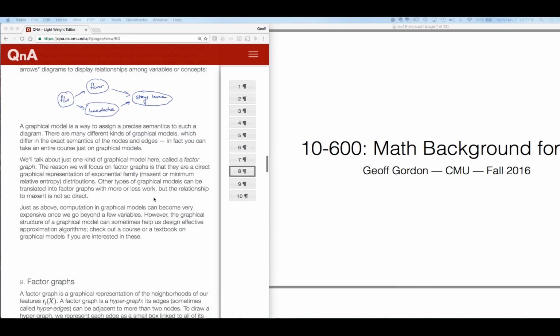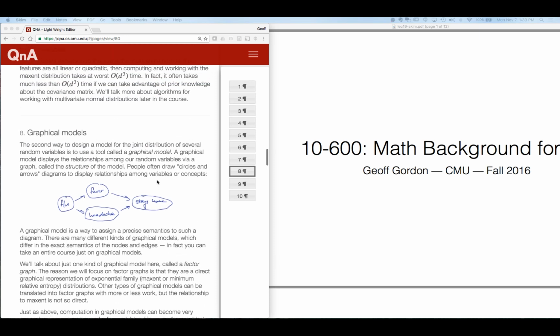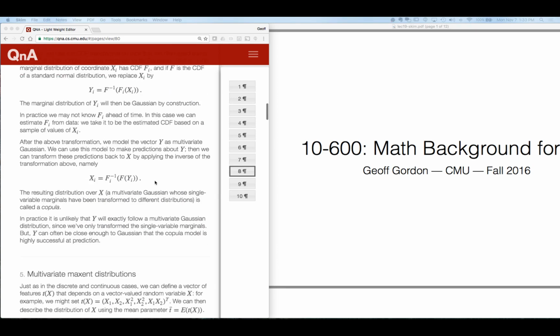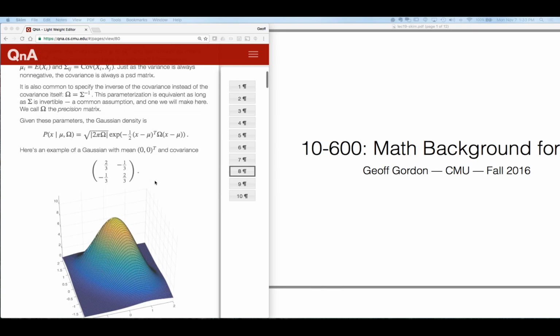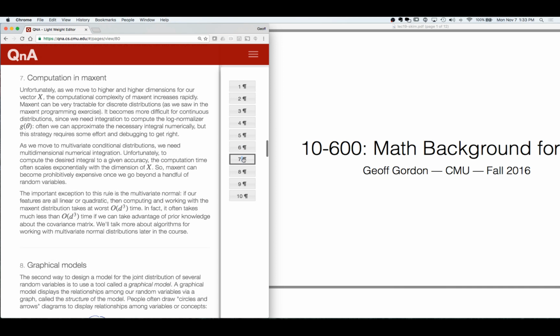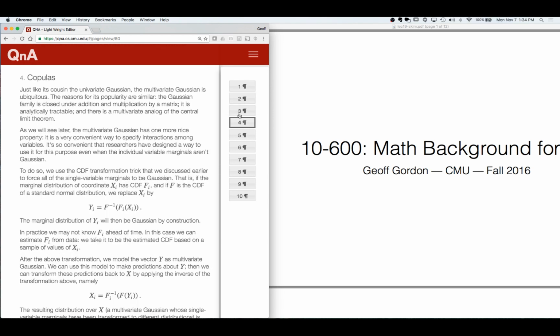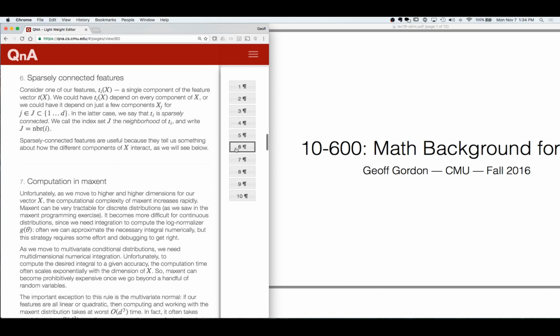If you remember at the end of last class, we ended off talking about multivariate distributions, and in particular we had Gaussian distributions and copulas. And then we talked about maximum entropy in vector value distributions.